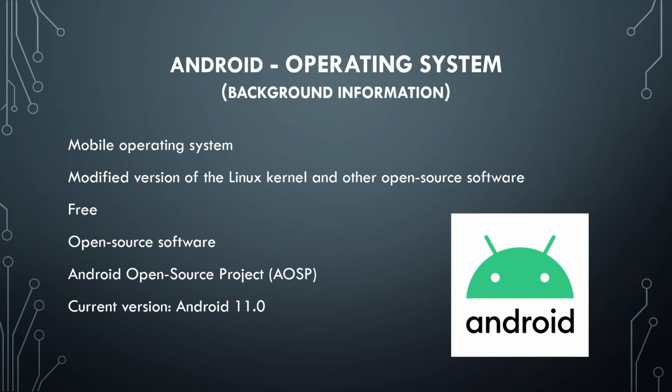Some background information on the Android operating system. It's a mobile operating system created from a modified version of the Linux kernel and other open source software. It's free, open source, and the source code is part of the Android Open Source Project. The current version is Android 11.0.